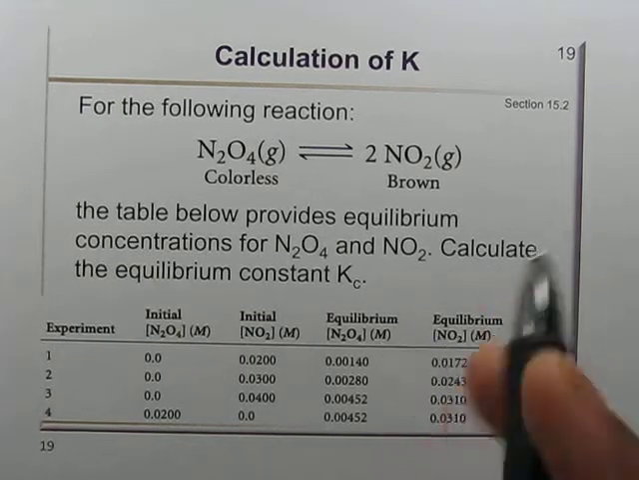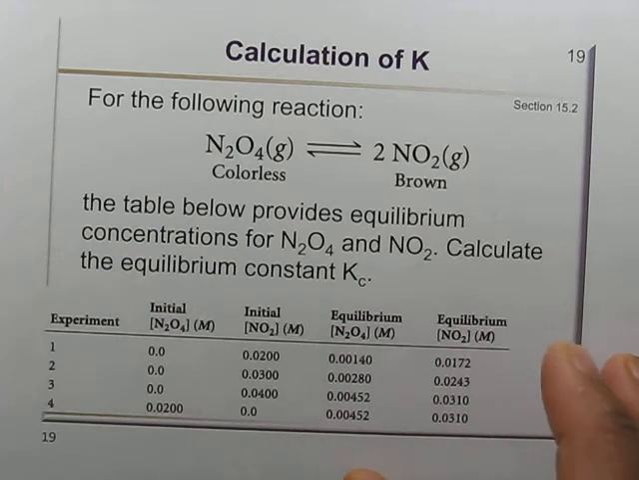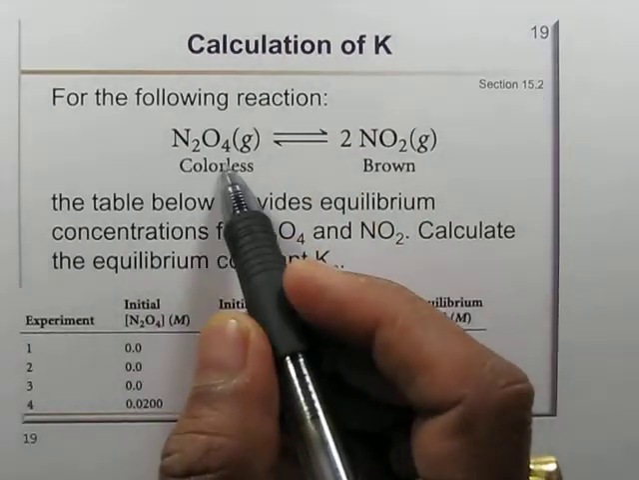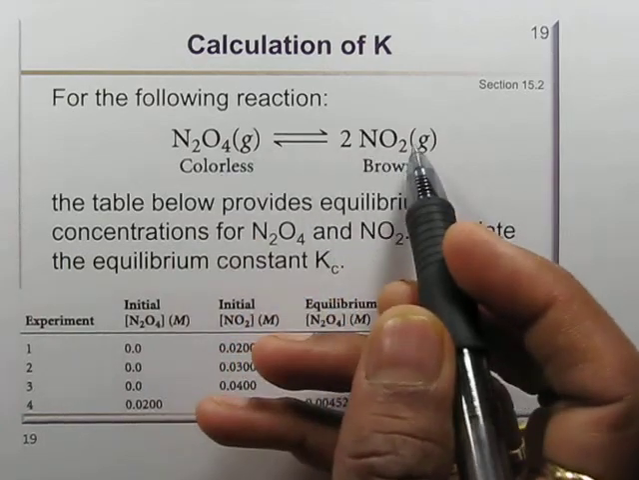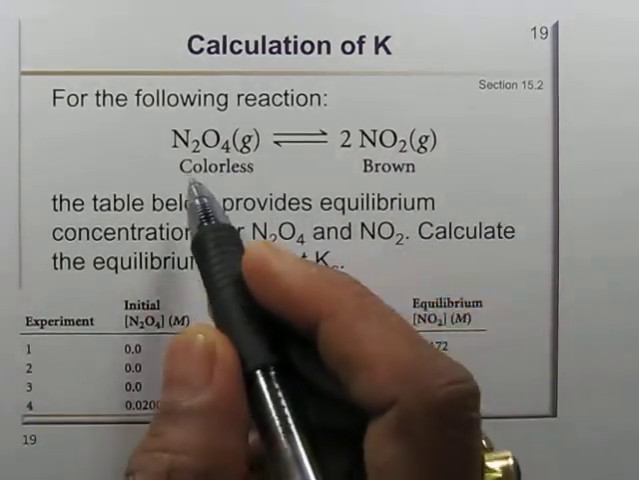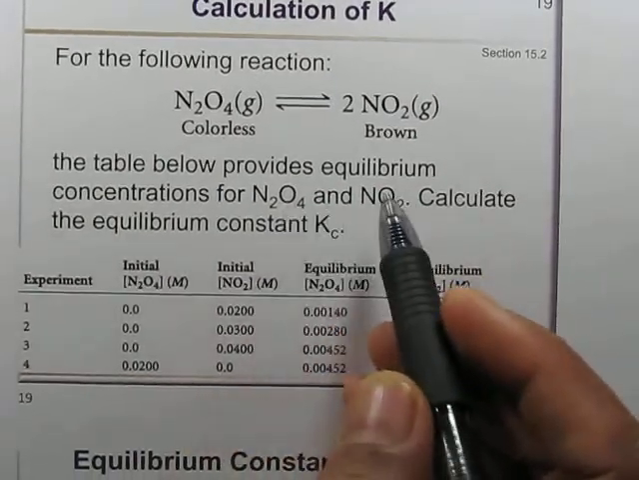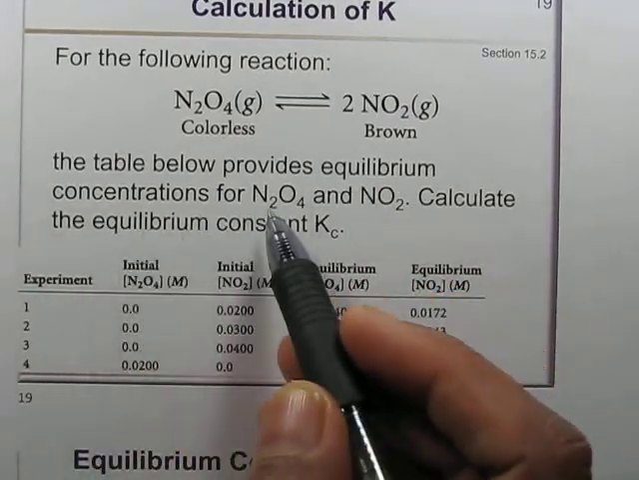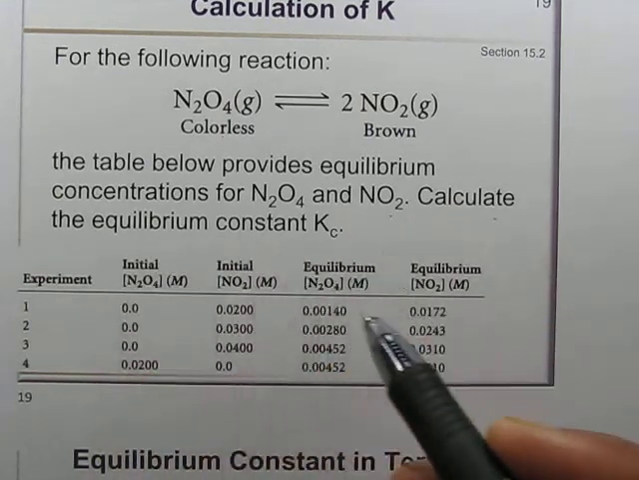So in this video we will study the calculation of K, or the equilibrium constant. For example, if we have this reaction, which is N2O4 decomposing into NO2 gas, colorless to brown, the table below provides the equilibrium concentration for reactant and product. Calculate the equilibrium constant Kc.